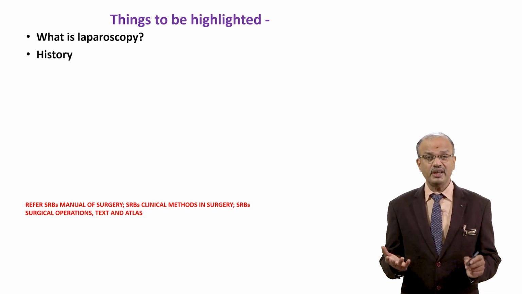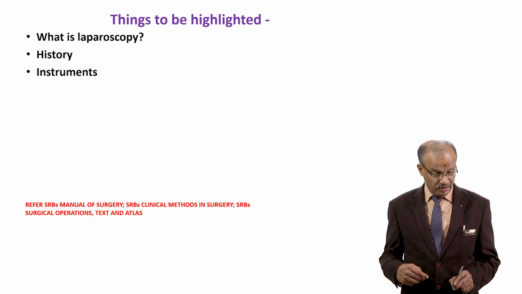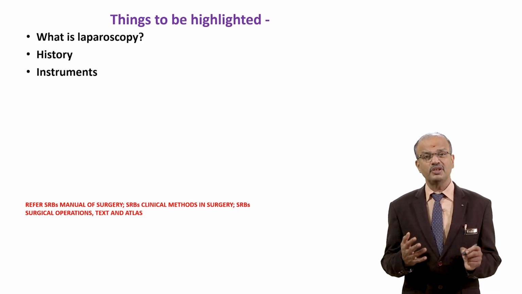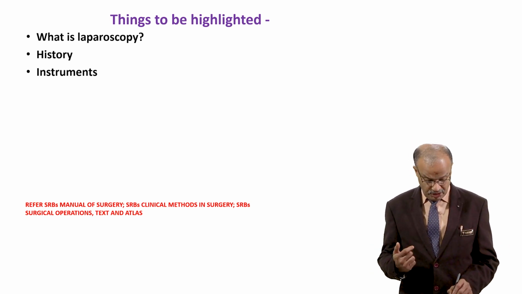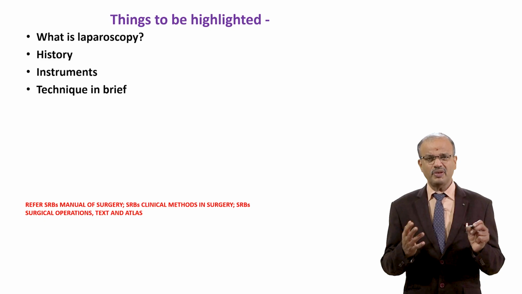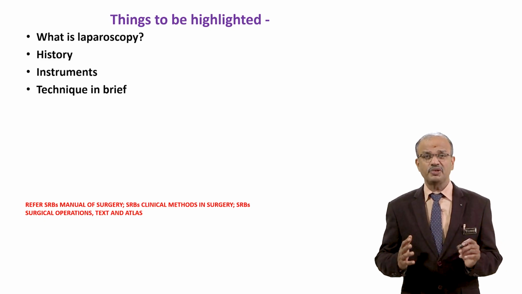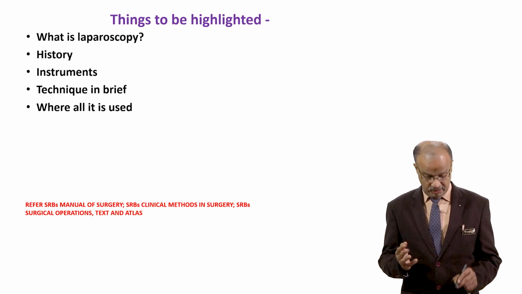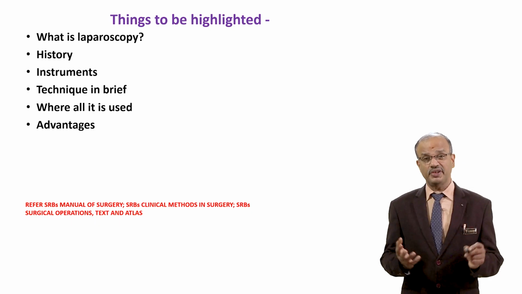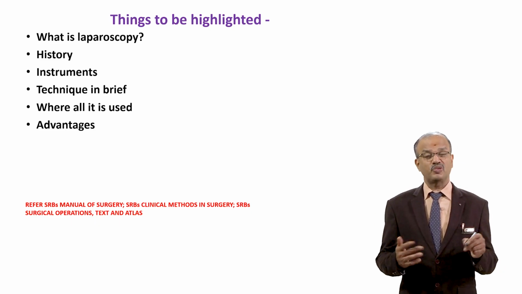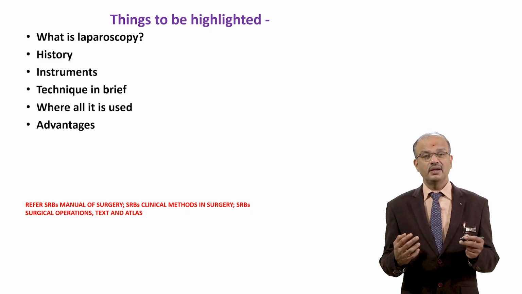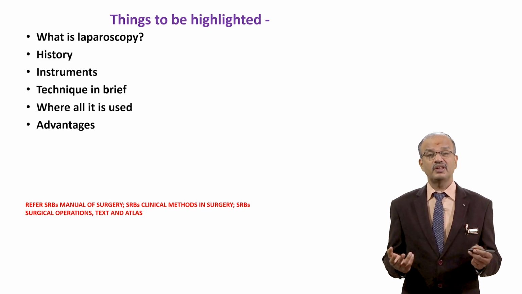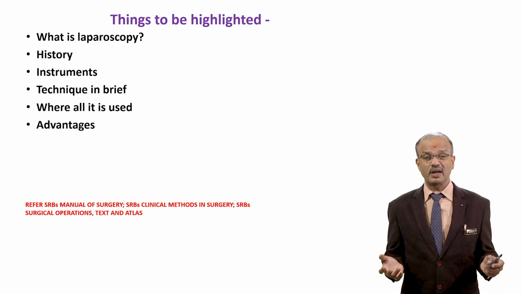So, history, how it actually started. That is important to have an idea. Instruments: what are the different instruments for basic surgery, diagnostic and advanced surgeries? Technique in brief, we are not going into detail, but you should have an idea of the brief principles. Where all it is used. Then we will discuss advantages in detail. Naturally, there are so many advantages: minimal access, no wound pain, no retraction, recovery, can go home early, can go to your job early.